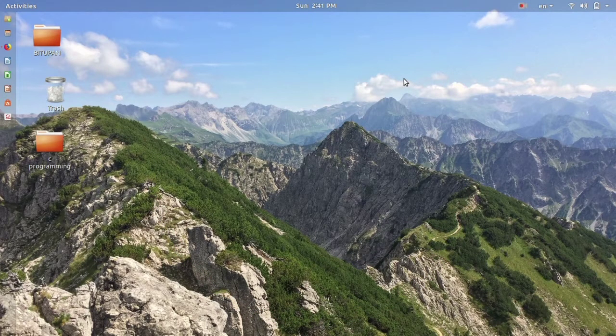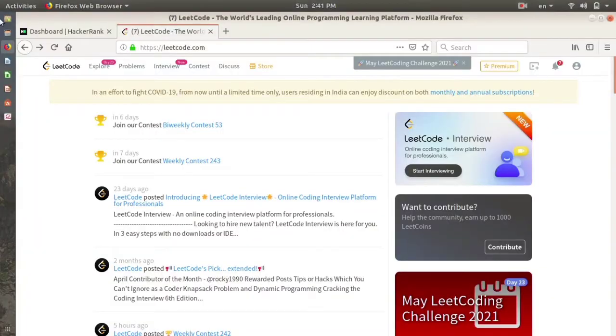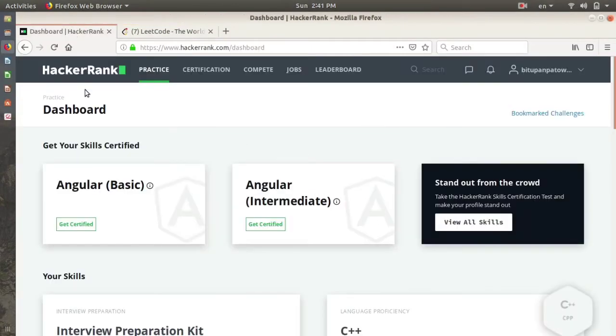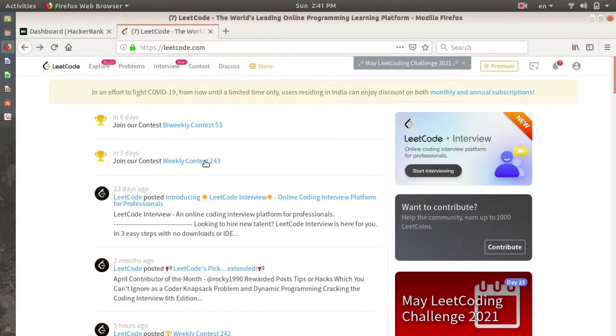So today we are going to spot the difference, or find out which is the best coding practice platform between HackerRank and LeetCode. Let me first take you through the interface of these pages. Yes, so basically this is the interface of HackerRank and this is the interface of LeetCode.